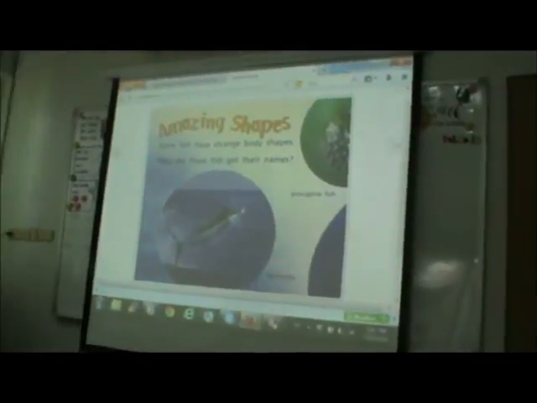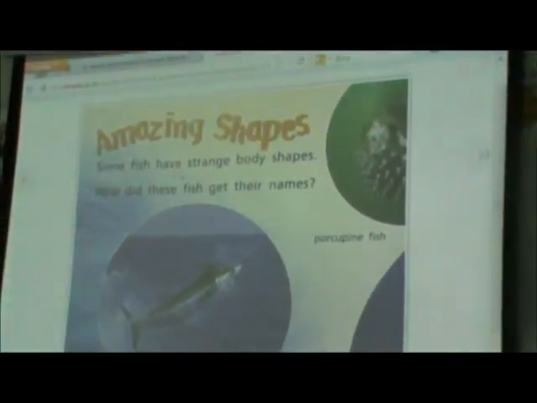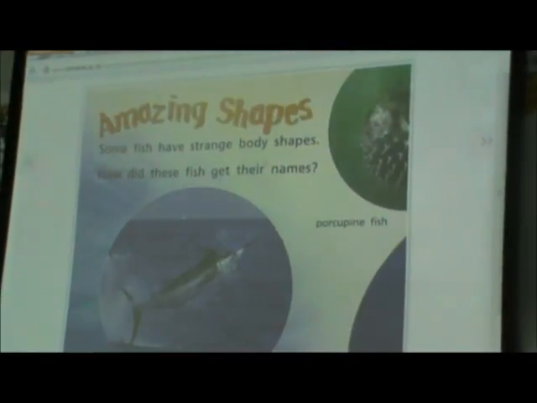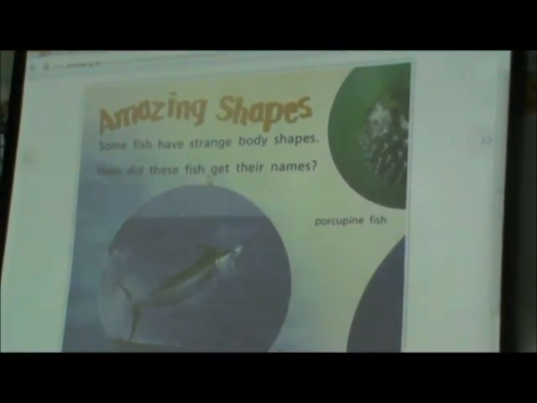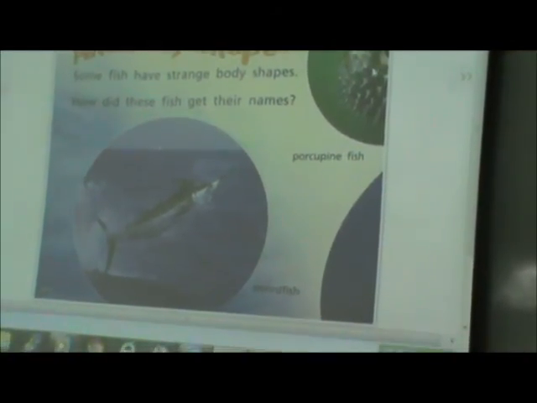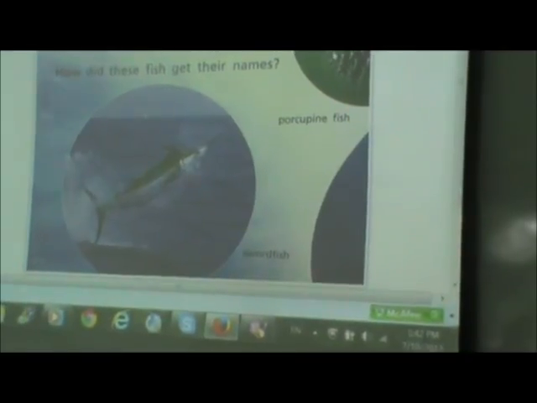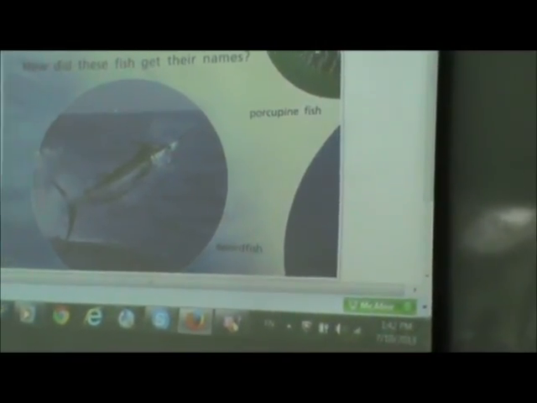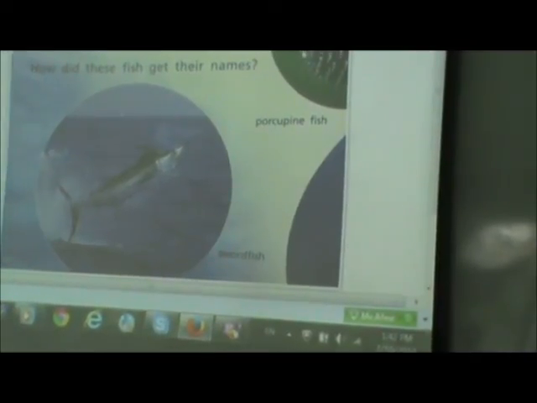Okay, amazing shapes. Some fish have strange body shapes. How did these fish get their names? How do you think he got his name? Look, how do you think he's got his name? Oh, I know, because it looks like a porcupine. Yes, he looks like a porcupine. He's got spines. What about this one? He has a sword on his nose. Yeah, because he's got a long nose like a sword.